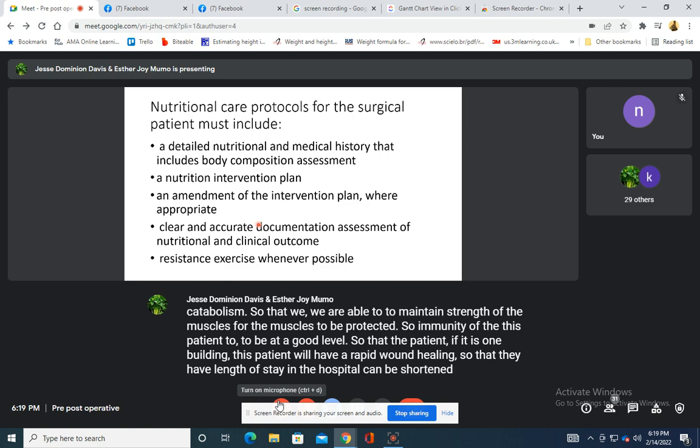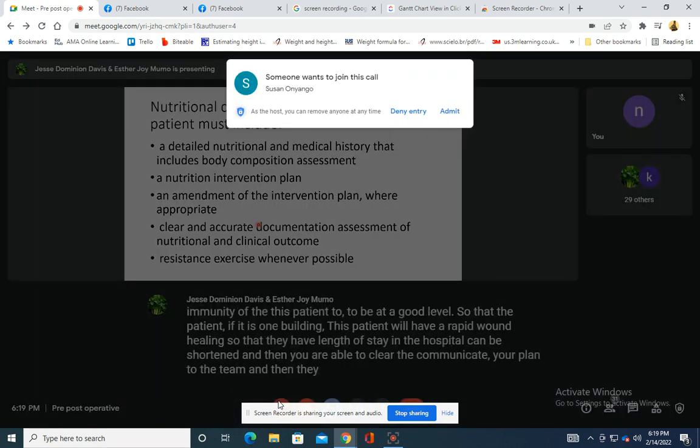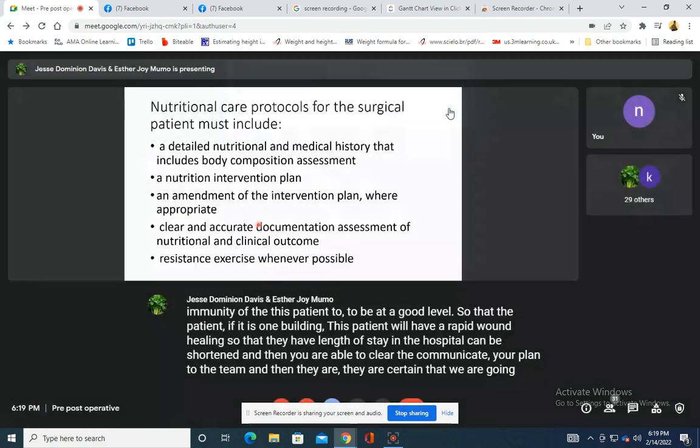And then you are able to clearly communicate your plan to the team, and they are certain that we are going this way because this is the result that we are expecting.